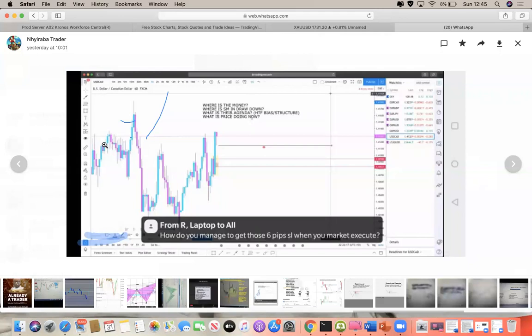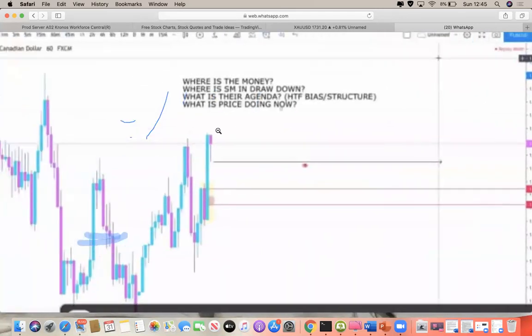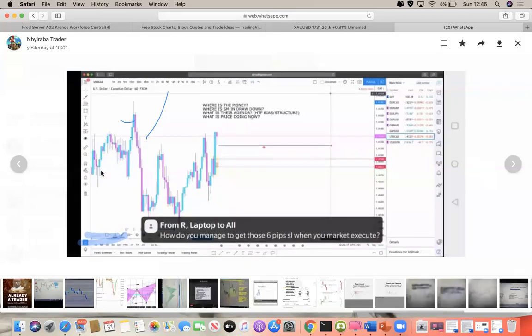Okay, Lauren, not making sense, I'm going to go over it again. What is the agenda of smart money? What I'm trying to say by the agenda is: what is the trend of the day? Are we bullish? Are we bearish? If we are bullish, the agenda of smart money is to trade bearish in order to go bullish.